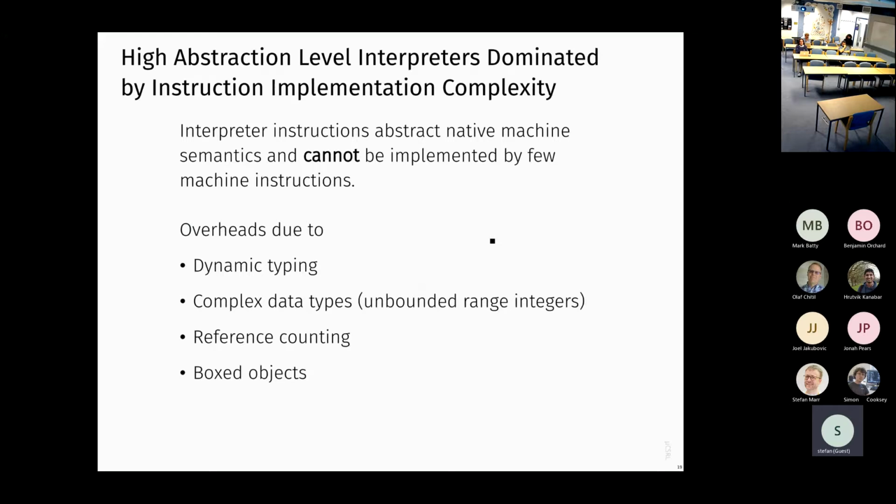In high abstraction level interpreters, however, this cannot be the case. You have these overheads because you have dynamic typing, you have complex data types like unbounded range integers, you have reference counting, boxed objects, and so on and so forth. And thus, you need to focus on these things to actually get to the performance.